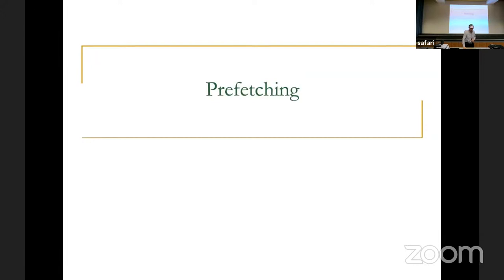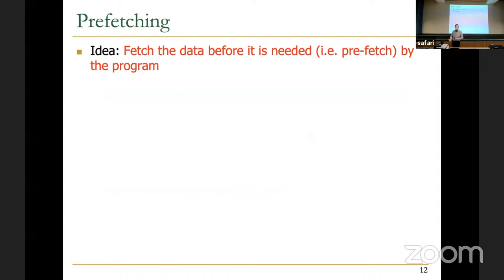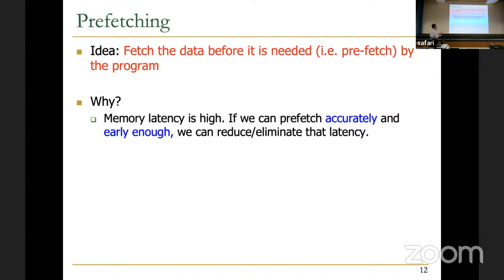Okay, so prefetching. What is the idea? The idea is to fetch the data before it's needed by the program. It's very simple. Prefetch or preload the data. Why? Because memory latency is high. And if you can prefetch accurately and early enough, you can reduce or even eliminate that latency. So by the time the processor accesses the data, it is already brought into the cache or prefetch buffer. So the processor could see just the latency of an L1 cache if you've done it well.